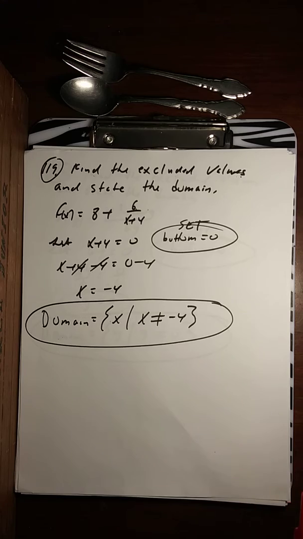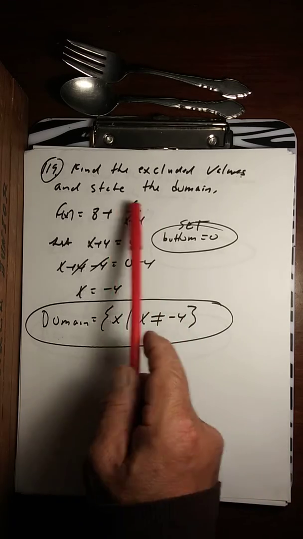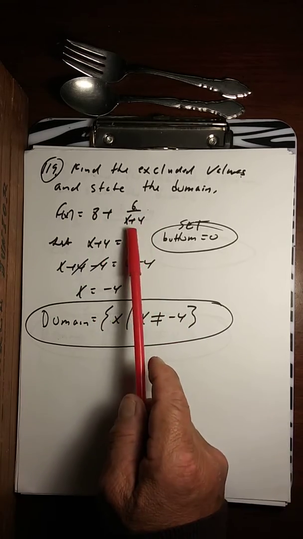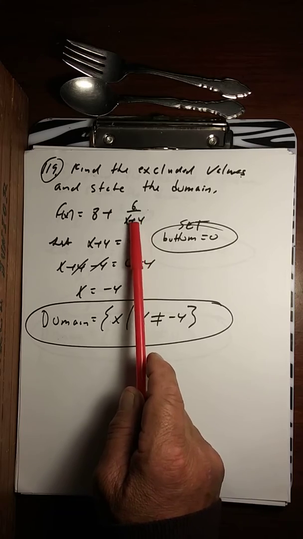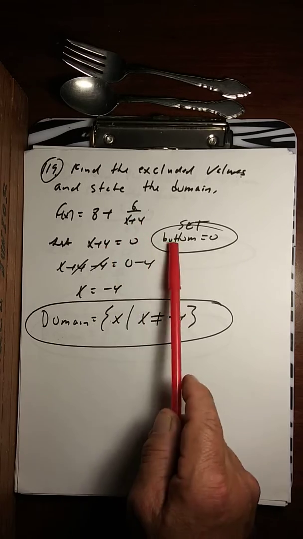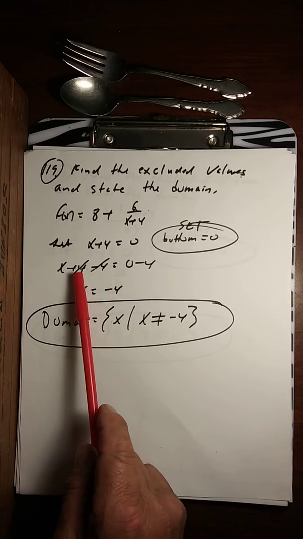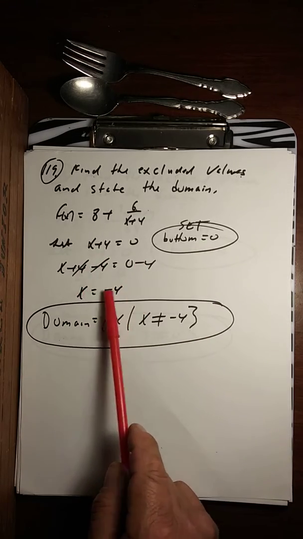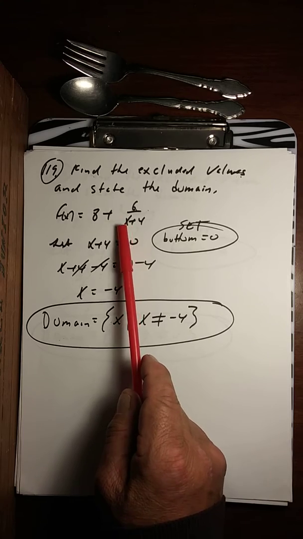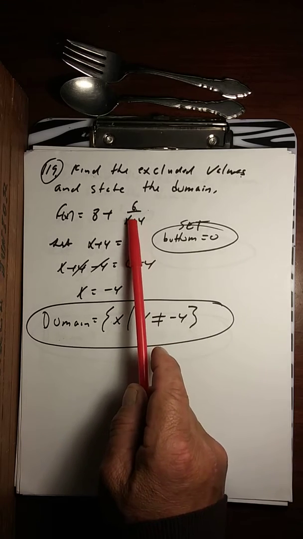Find excluded values and state the domain. Alright, so the only way this will be undefined is if the denominator, the bottom of this quotient, is 0. So we set the bottom, x plus 4, equal to 0. Solve it: minus 4 on both sides, so x equals negative 4. If you put negative 4 in here, negative 4 plus 4 is 0, and 6 over 0 is undefined.